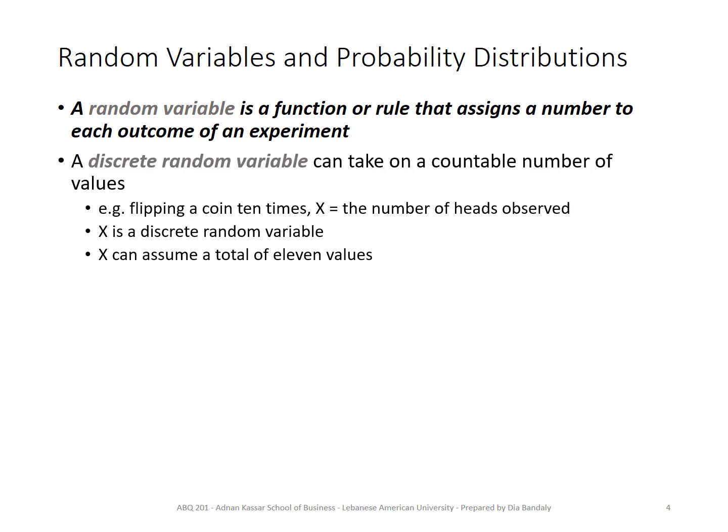Now we have two types of random variables. We have the discrete and we have the continuous. So what's a discrete random variable? A discrete random variable will take a very limited number of values.